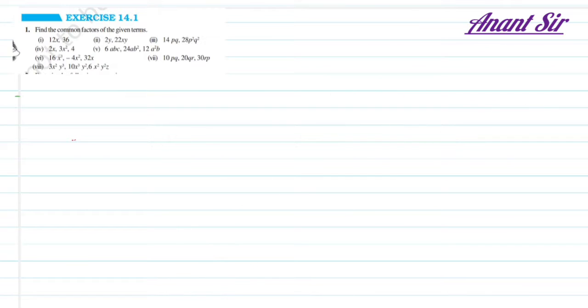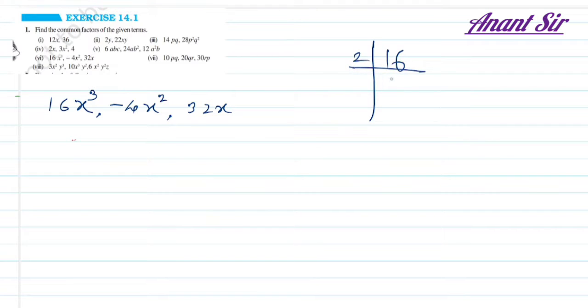Yes, so we move on to question number 6, friends. The only difference is that there is a negative sign here. That is the only difference to one term. Otherwise, everything is same. So 16: if I divide by 2, I get the answer 8. If I divide 8 by 2, I get the answer 4. If I divide 4 by 2, I get the answer 2. And when I divide 2 by 2, I get the answer 1.